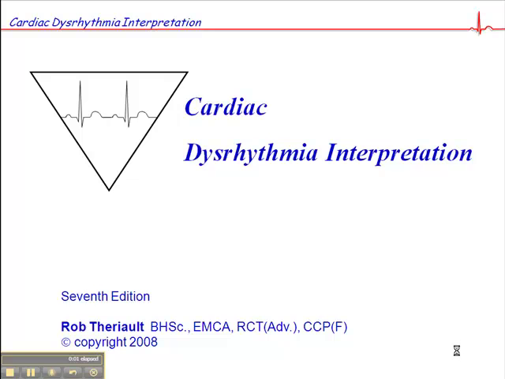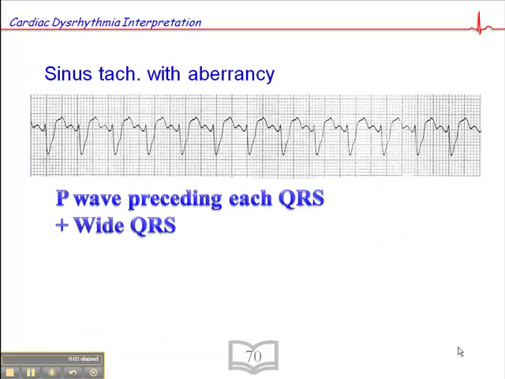On page 70 is an example of a sinus rhythm with aberrancy, and more specifically a sinus tachycardia with aberrancy. And aberrancy simply means that the conduction in the ventricles doesn't follow the normal pathway. So the key here is that we want to correctly interpret the underlying rhythm. And so to do that, remember, we always look for evidence of atrial depolarization followed by evidence of ventricular depolarization.